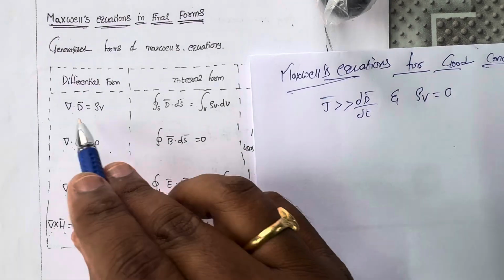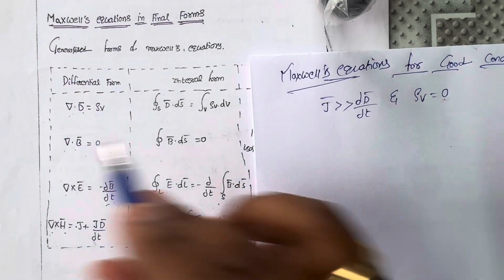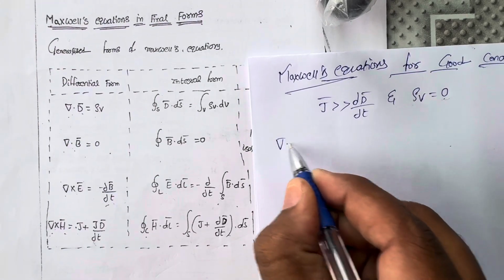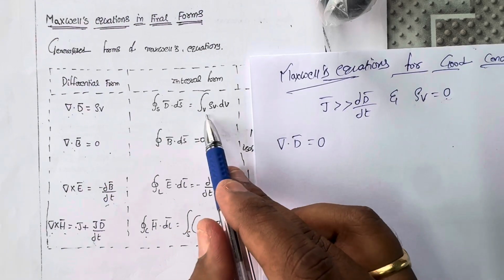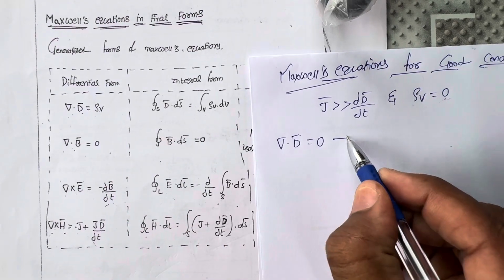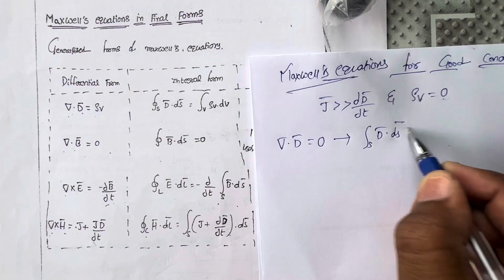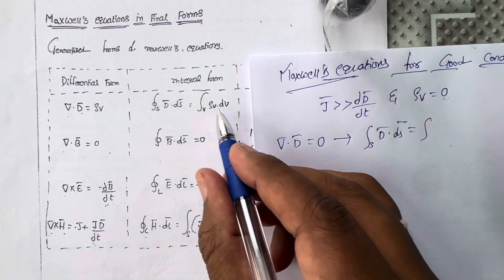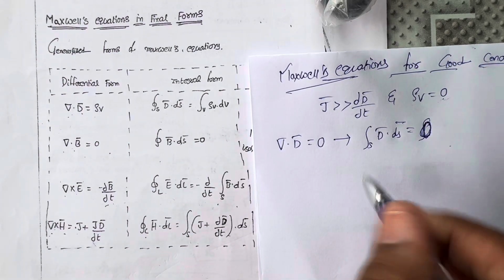Now look here, first one, del dot D bar. Here the value of rho v is equal to 0, so it will become del dot D bar equal to 0. And this integral form will become the surface integral of D bar dot ds bar equal to rho v, which is 0, so it will become 0.